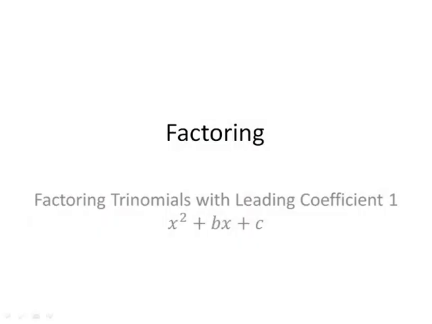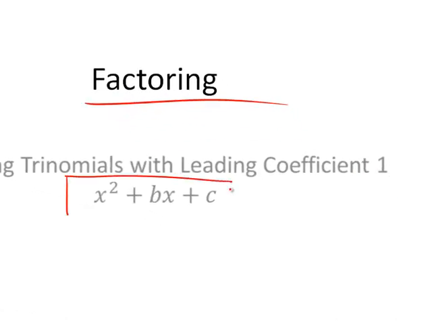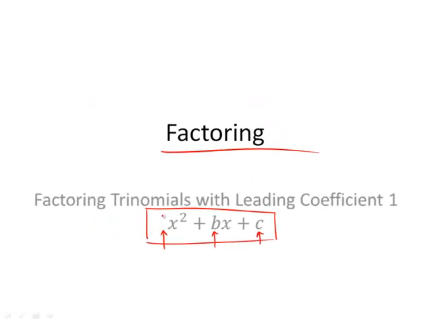This lesson is on factoring. In particular, we're going to look at factoring trinomials that have a leading coefficient of 1. That means our trinomials are going to look like the following: x squared plus bx plus c, where b and c are numbers, and our leading coefficient, meaning the coefficient of the x squared term, is 1. This is a simpler case than if the leading coefficient was a different number than 1.